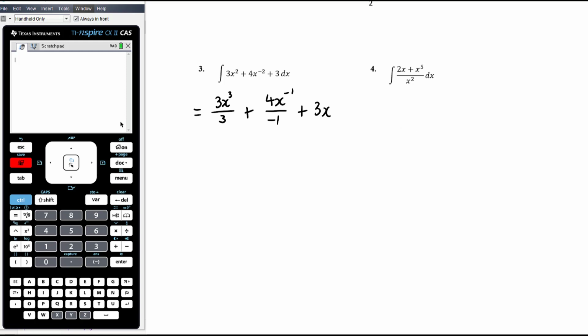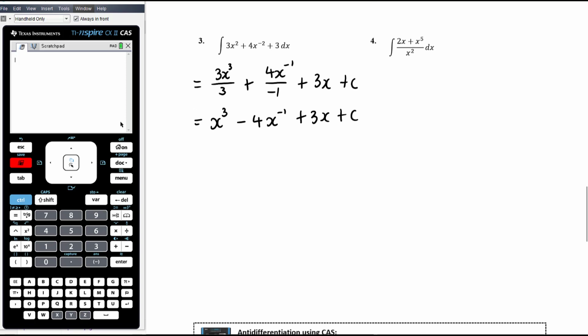Or it's just thinking about reversing the differentiation process. Derivative of 3x is 3, antiderivative of 3 is 3x, and then plus c. Let's tidy up our fractions, so 3 on 3 is just 1, so it's x cubed. And 4 divided by negative 1 is just negative 4, x to the negative 1, plus 3x plus c. You can, of course, write that back as 4 on x if you prefer, but the original expression had negative powers in it, so I'm happy to leave it with negative powers.